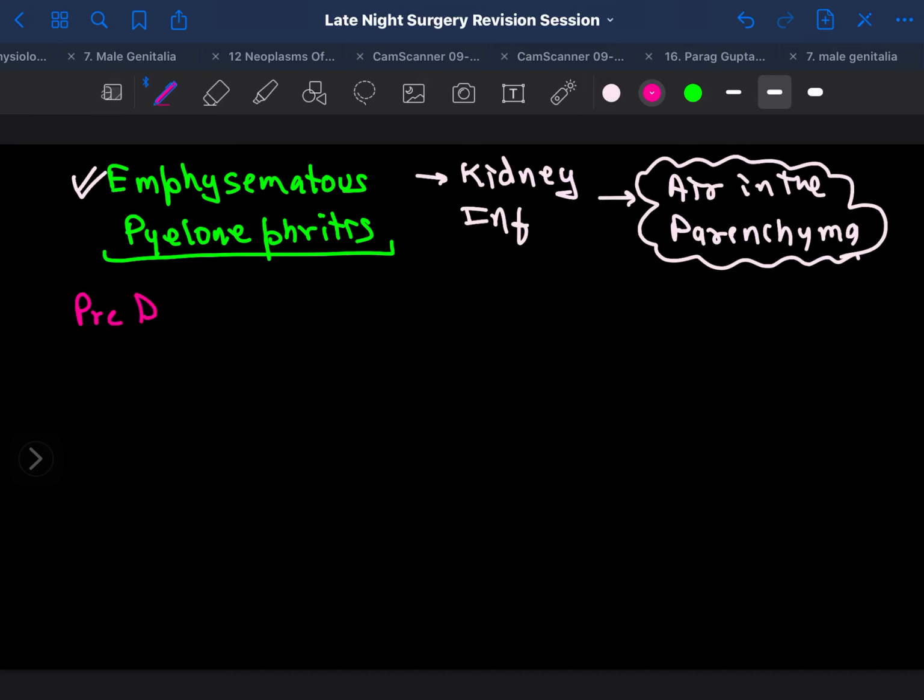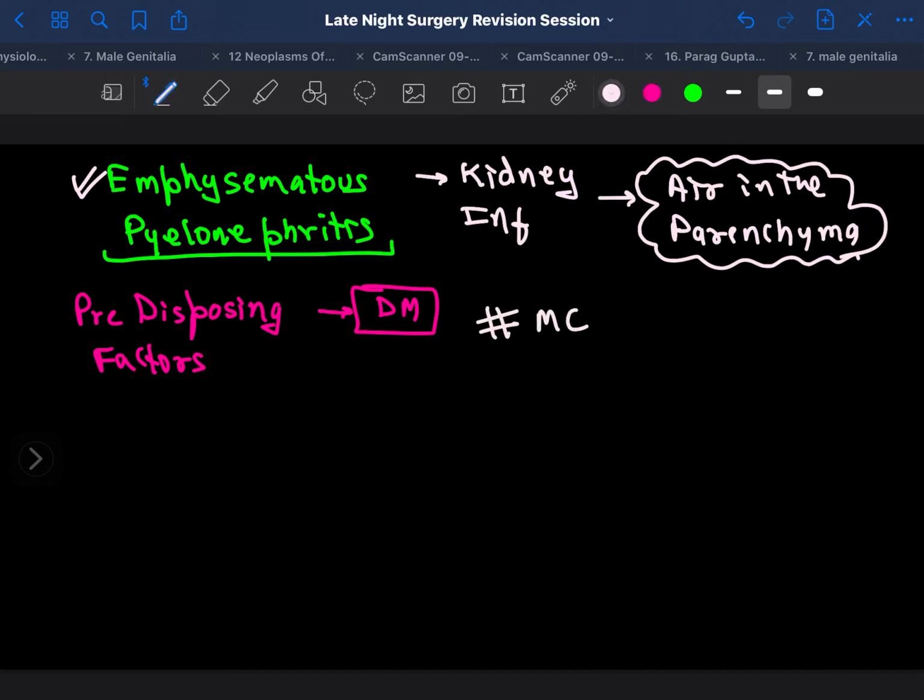Now, what are the predisposing factors for this? The predisposing factors are diabetes mellitus. That is one of the key predisposing factors for this, right? The clinical features I just told you. Now, an important MCQ which is asked quite a lot of times is, what is the most common organism causing this emphysematous pyelonephritis?